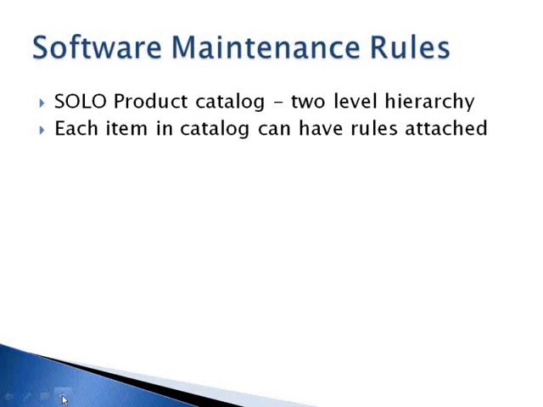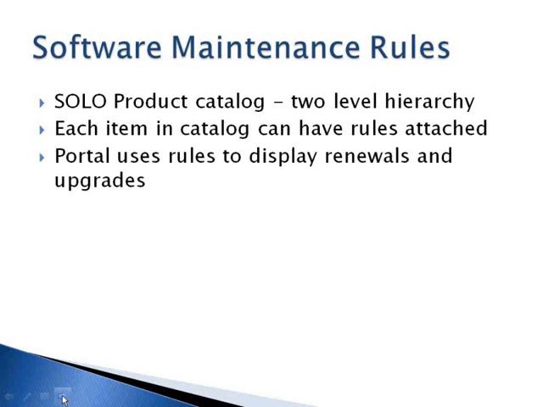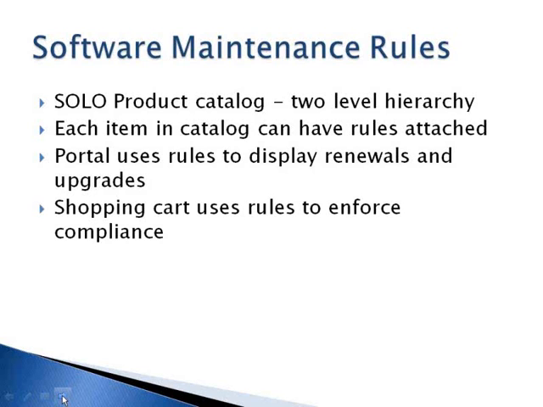Each item in the catalog can have rules attached to it, and the rules can look for multiple prerequisites at the product or product option level. The customer service portal uses rules to display the renewals and upgrades for the licenses that the customer owns. And the shopping cart uses the rule definitions to enforce that the license prerequisites exist in the customer's account before they are allowed to purchase, meaning that customers can't purchase a renewal without first having a full license, as long as the maintenance renewal product option in your catalog has a rule defined for it.